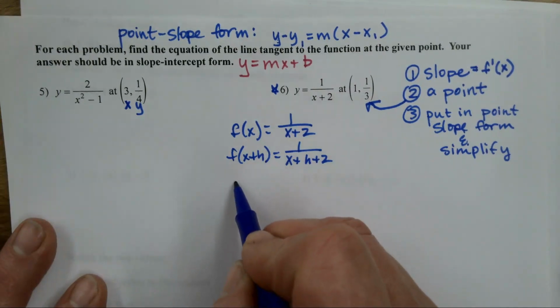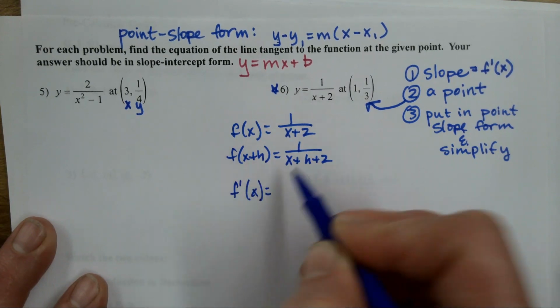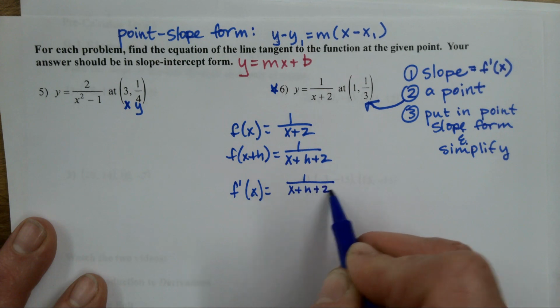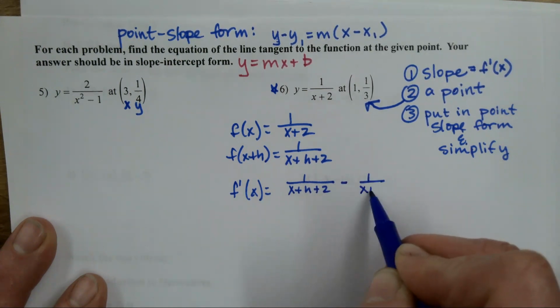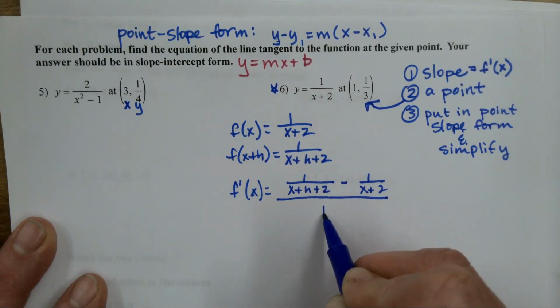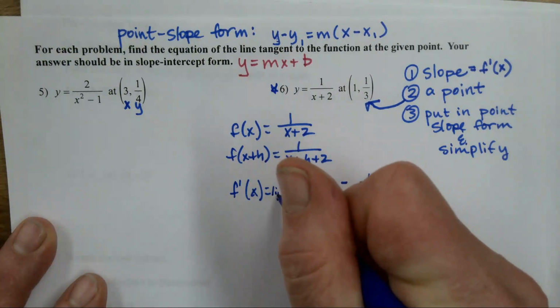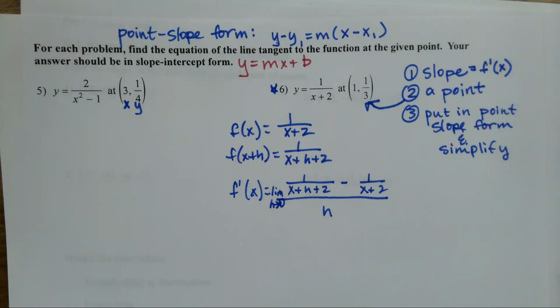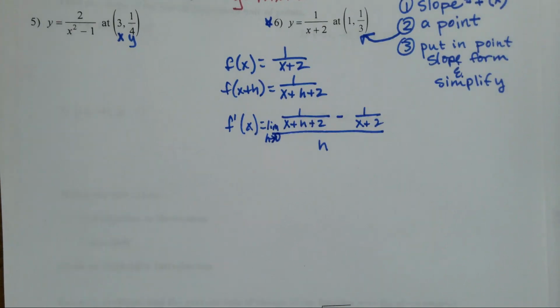And so f prime of x is 1 over x plus h plus 2 minus 1 over x plus 2, all over h. Oops, forgot my limit. So I'm going to squeeze that guy in there. Plugged it into the definition of the derivative. And now I'm going to simplify.